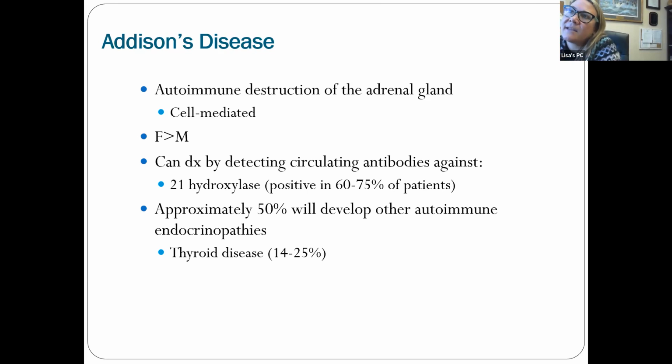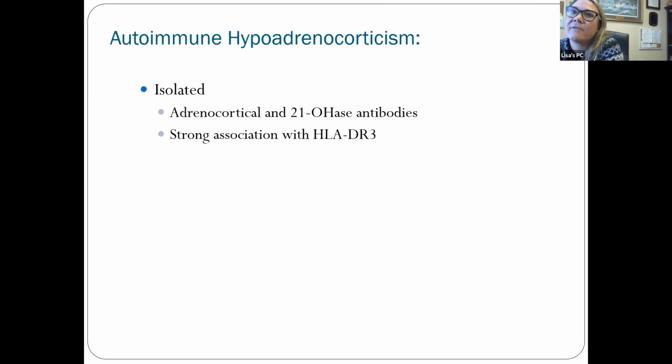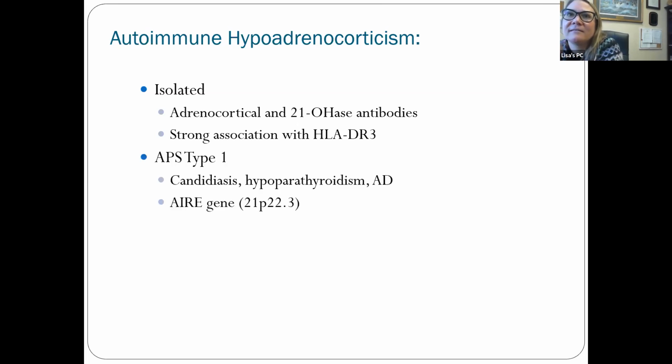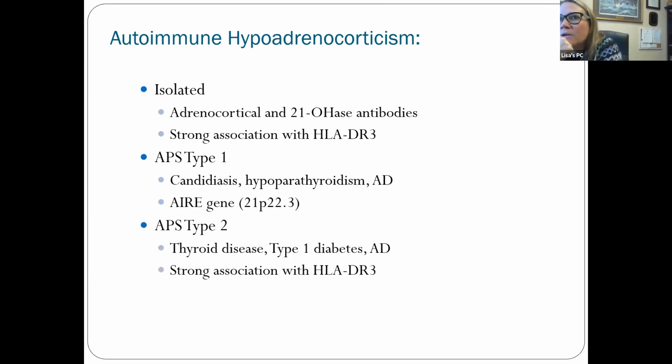Approximately half of people with Addison's will go on to develop other autoimmune endocrinopathies, thyroid disease being the most common, about a quarter. I mentioned this on one of the other slides, but Addison's disease can present isolated, and that has a strong association with the human leukocyte antigen DR3 gene. You don't need to remember that. Or as I mentioned before, it can present with one of your APSs, type 1 or type 2.